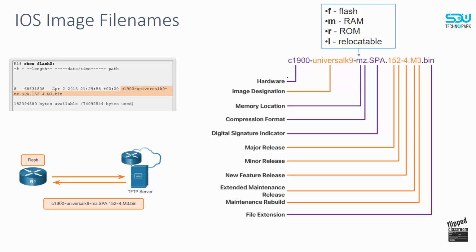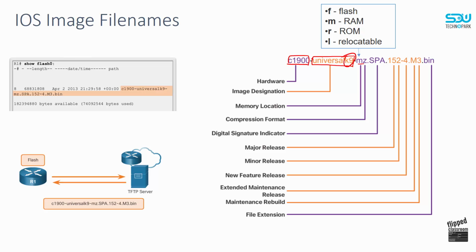In an IOS image, the first thing you see is the series of the equipment which you use. Then you can see the universal K9, which is a universal operating system, but which can make some encryption. The K9 defines that this operating system can make encryption.